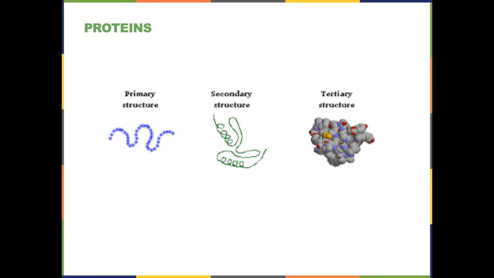Now the next biological chemical is called a protein. Proteins are made up of basic building blocks called amino acids. Amino acids have a nitrogen containing group, which is the amino part, and an acid group, which is the acid part. And these are linked together in long strings to form what is known as a protein.